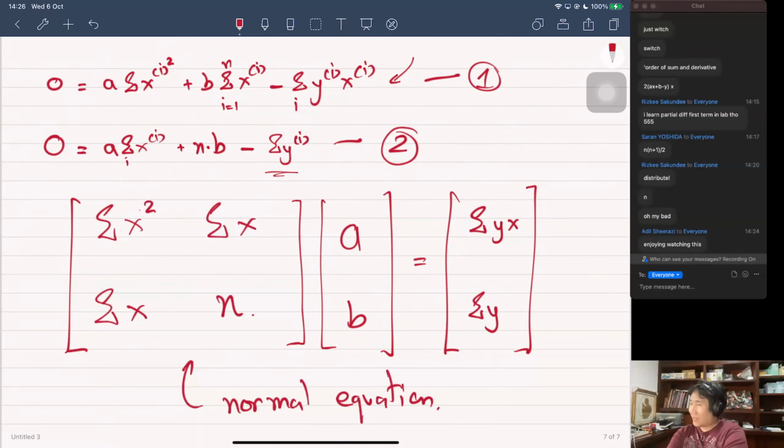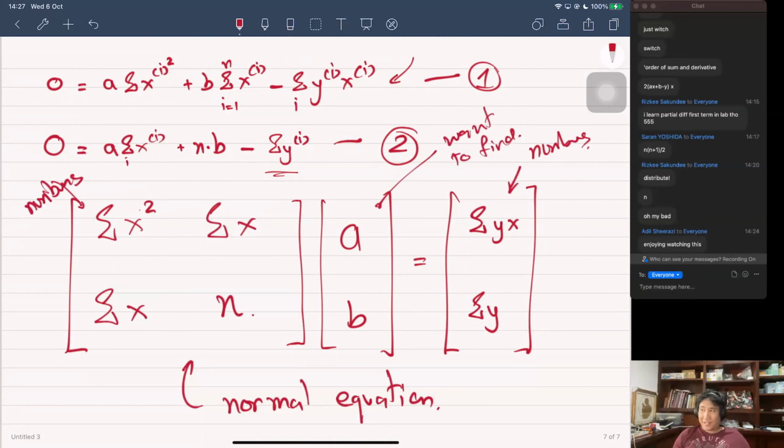Okay, can everyone see this though? So now you have a clear method on how to find A and B, right? If you have the data, all you need to do is fill out the matrix on the left, which is just 4 numbers, actually 3 numbers because 2 are duplicates. This on the right is also numbers. And this is what you want to find. Right? So far so good?